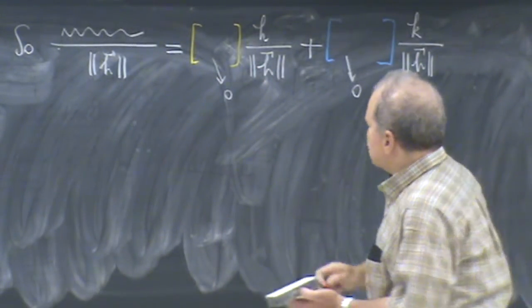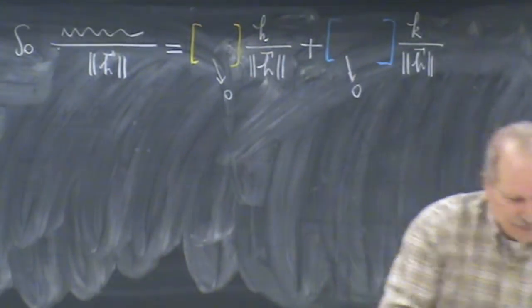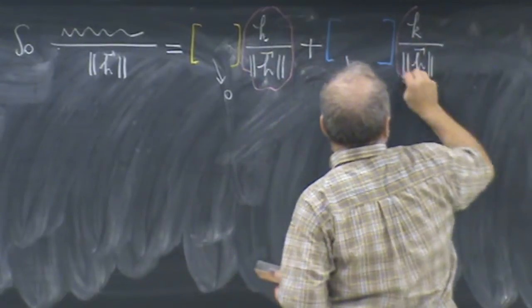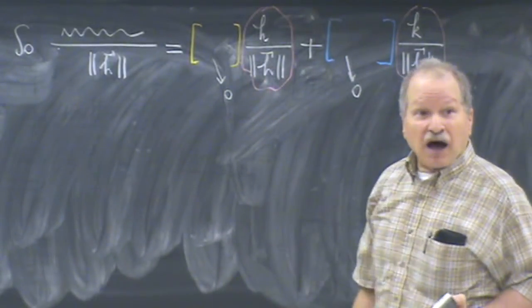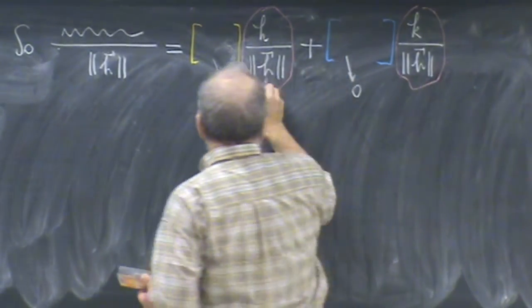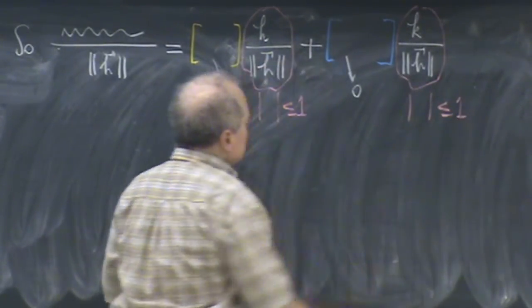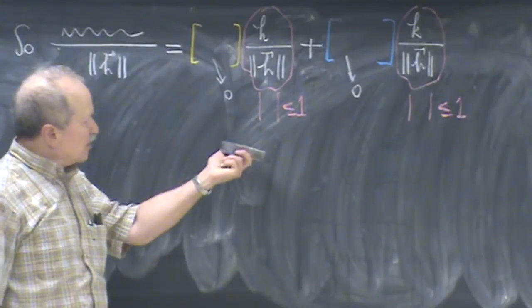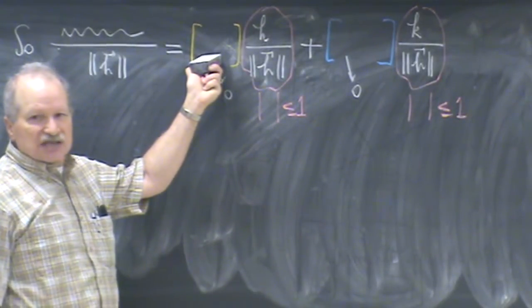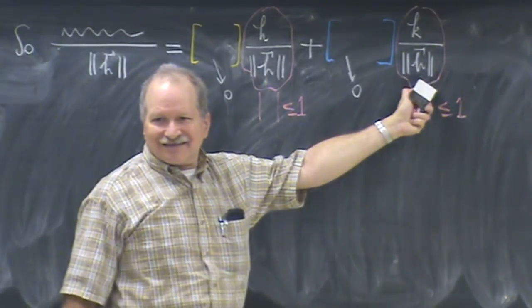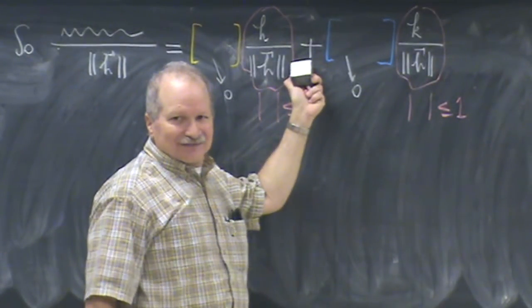What can you tell me about these pieces? Bounded. Bounded by one. The absolute values are bounded by one. So what happens if you take something whose absolute value is bounded by one and you multiply it by something that goes to zero, and another one, and add them? Zero.